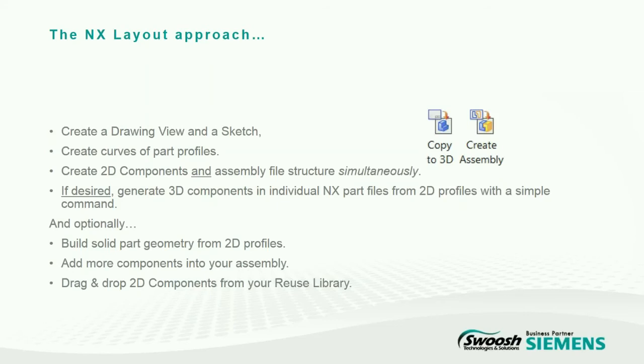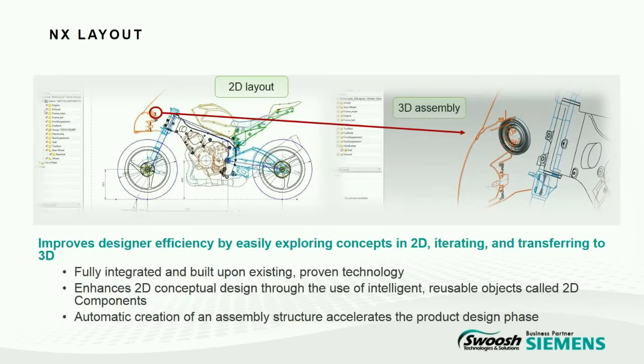Additionally, your 2D components get saved in a library for reuse even in the layout that you're currently working on. As soon as you define the 2D component, you can then add it into multiple places, multiple positions, orientations, whatever you might need. Now, where did NX layout come from?